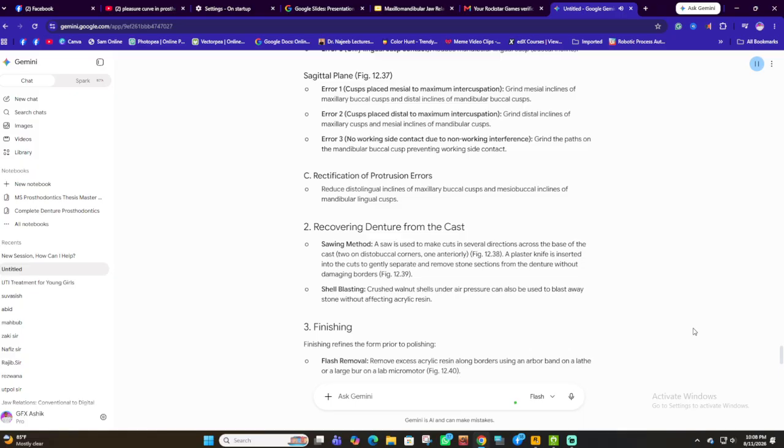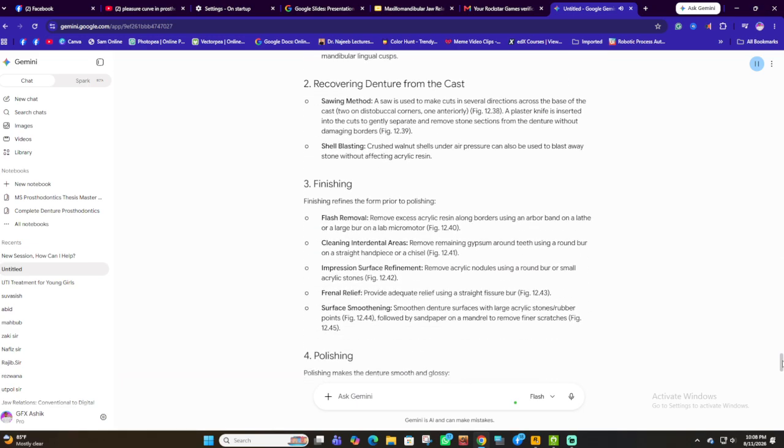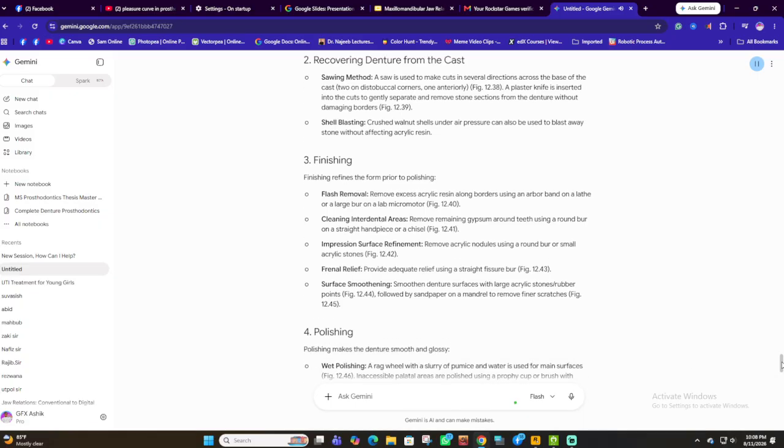3. Finishing. Finishing refines the form prior to polishing. Flash removal. Remove excess acrylic resin along borders using an arbor band on a lathe or a large bur on a lab micromotor, Fig. 12.40. Cleaning interdental areas. Remove remaining gypsum around teeth using a round bur on a straight handpiece or a chisel, Fig. 12.41. Impression surface refinement. Remove acrylic nodules using a round bur or small acrylic stones, Fig. 12.42.